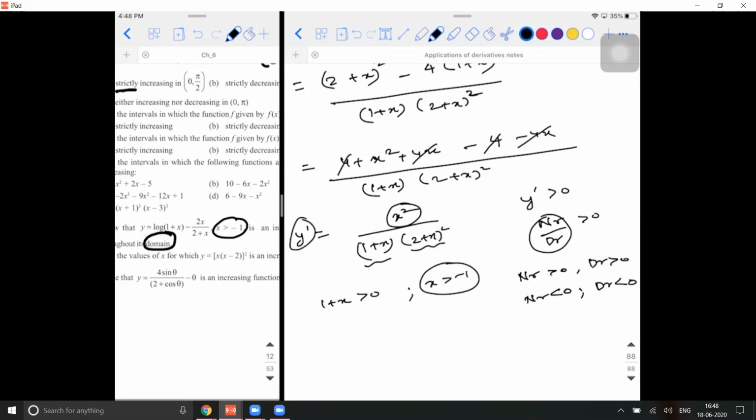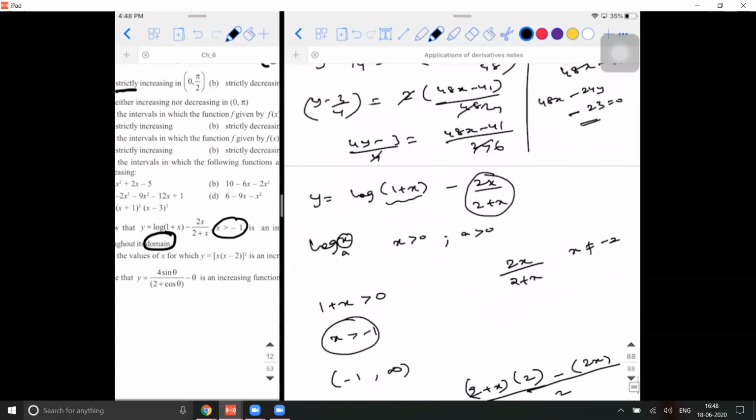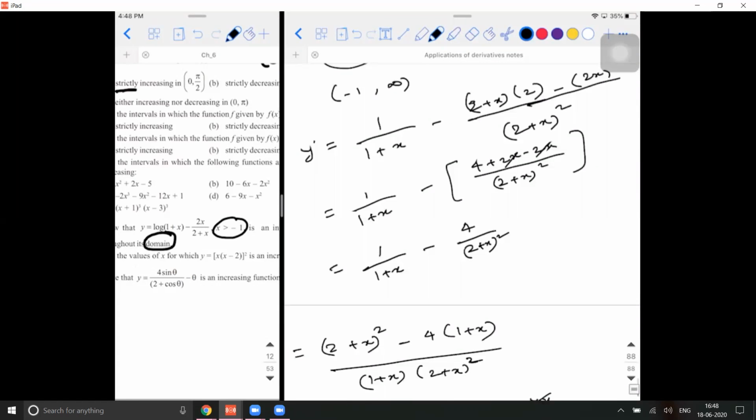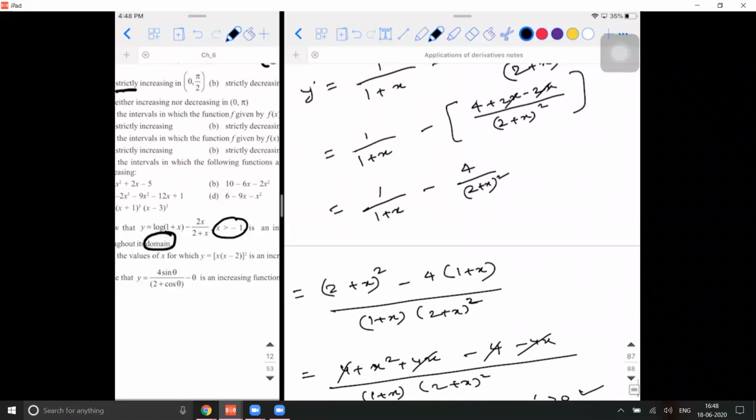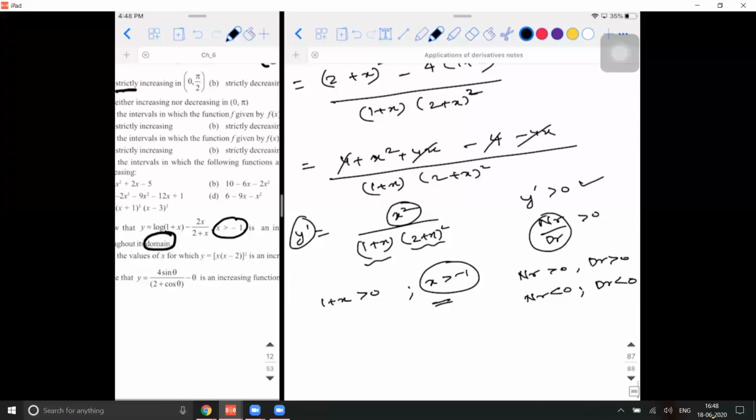So when you use the inequality y dash greater than 0, that is telling us that for x value greater than -1, it is an increasing function. But x greater than -1 is nothing but the domain of the function. So this function is increasing completely in its domain. That is the meaning. Yes, sir. Okay. That's it. Got it. Yeah. Any other doubt?